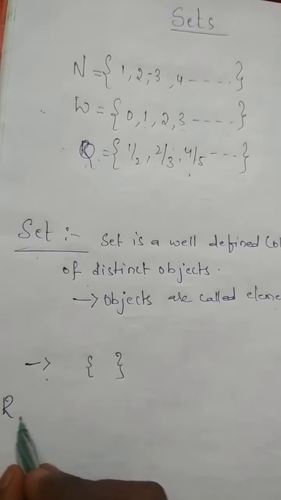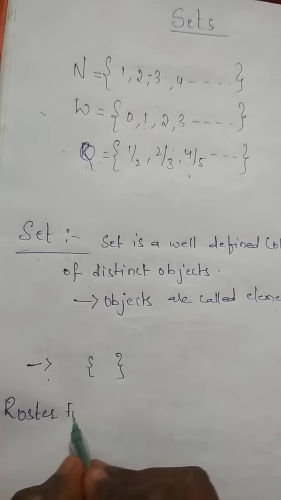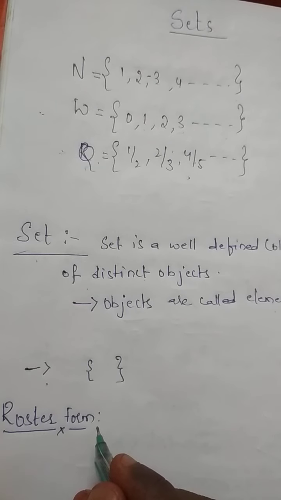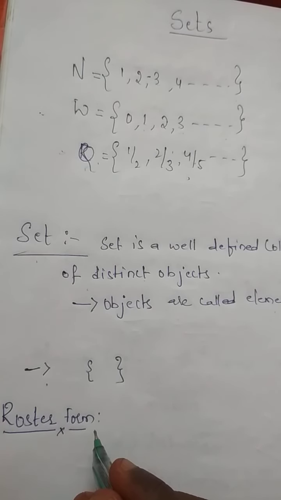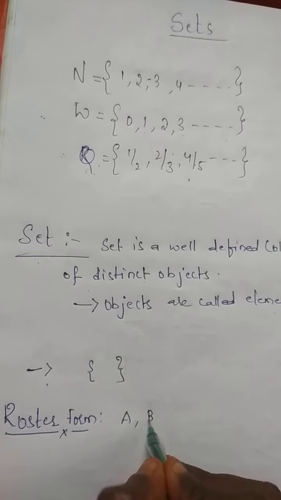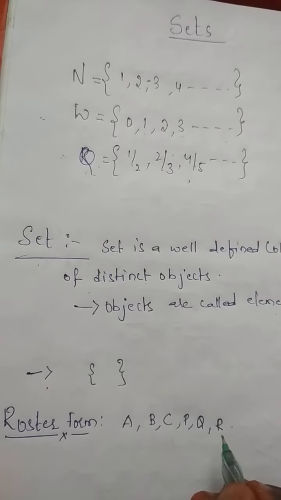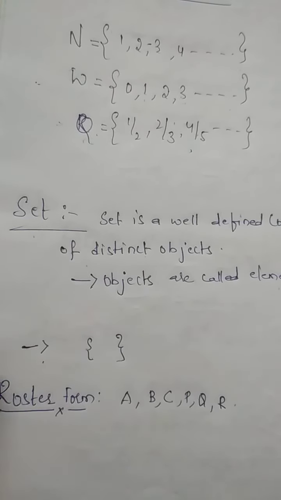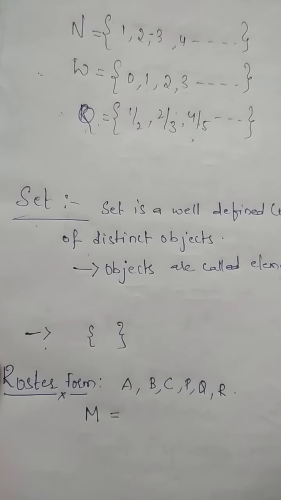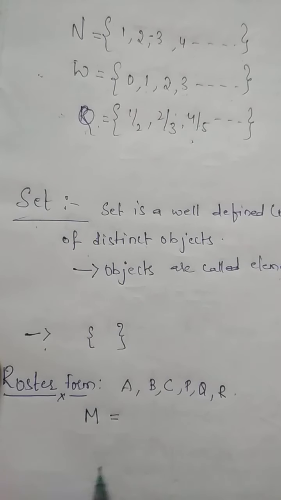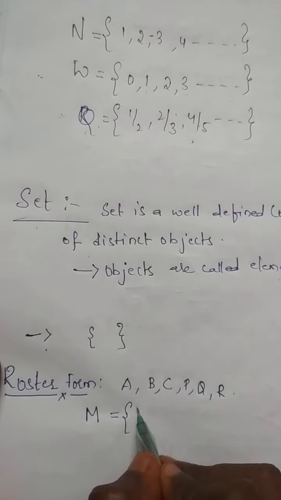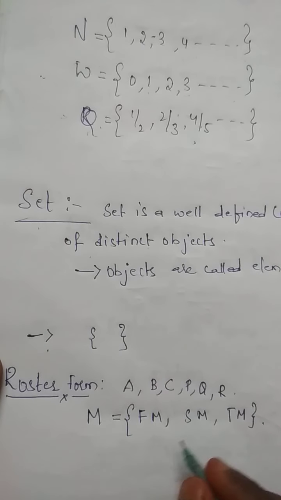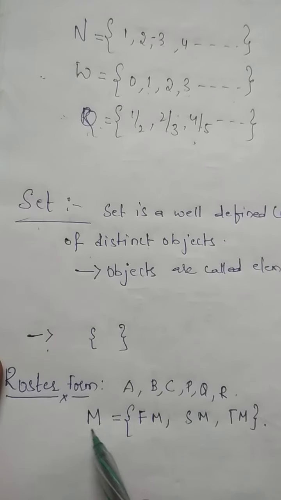I'll explain the roster form. It is difficult to express a set in a long sentence. Therefore, sets are generally denoted by capital alphabets like A, B, C or P, Q, R. For example, M is the set of molars of our teeth. I think students, you studied molars and premolars in your science. M is what? Molars: first molar, second molar, third molar. So in order to write it in a long form, we can write this as short M.